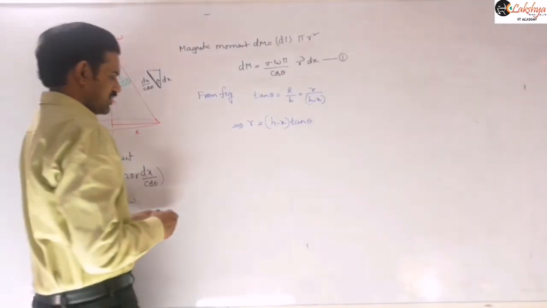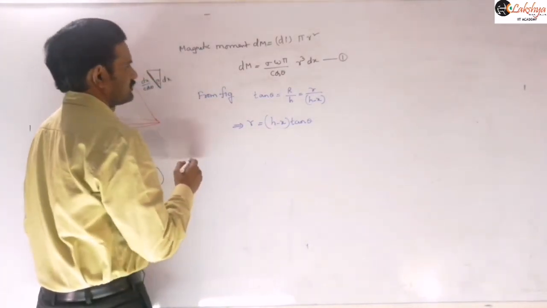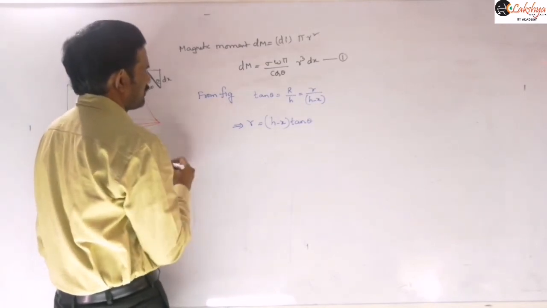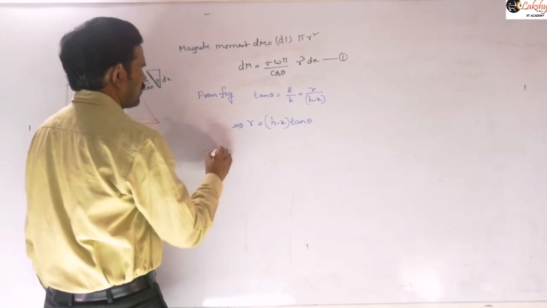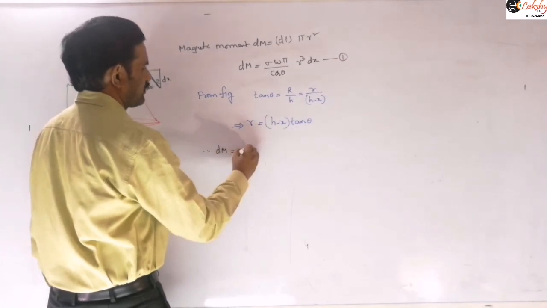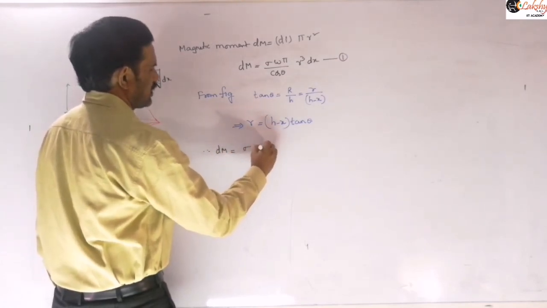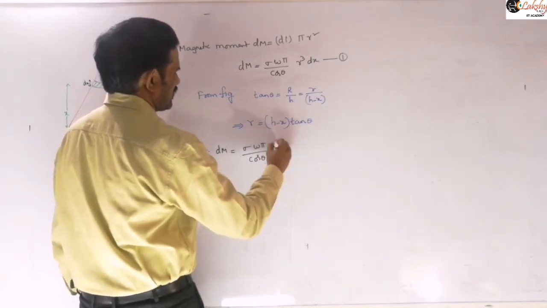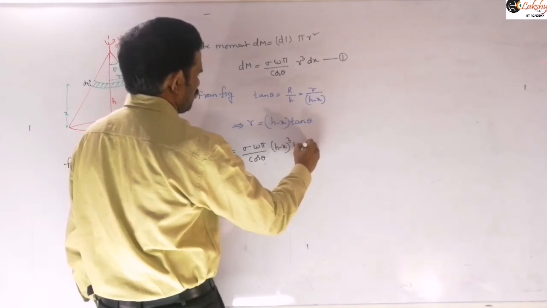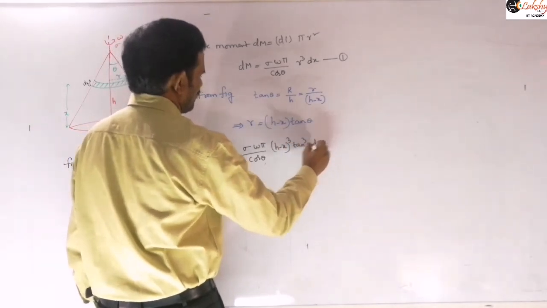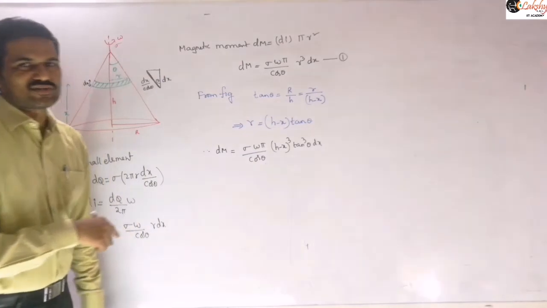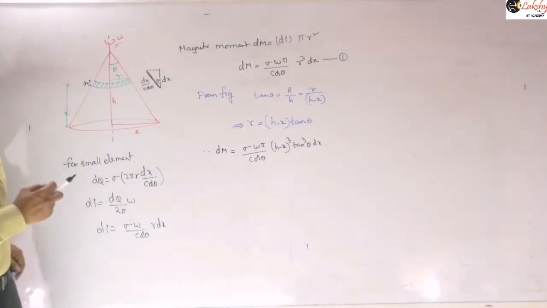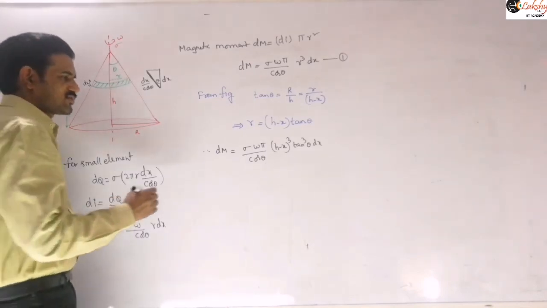So then let us substitute that expression and then integrate. Therefore dm is equal to sigma into omega into pi by cos theta into (h minus x) whole cube into tan cube theta into dx. Now tan theta value is a constant value. Theta is the semi-vertex angle, which is a constant. Only x is variable there, right? So we can do the integration here.